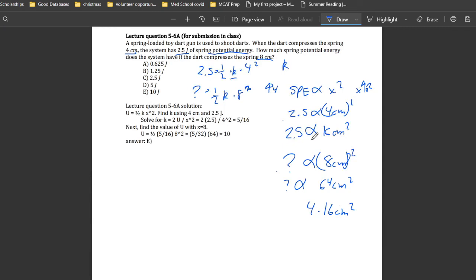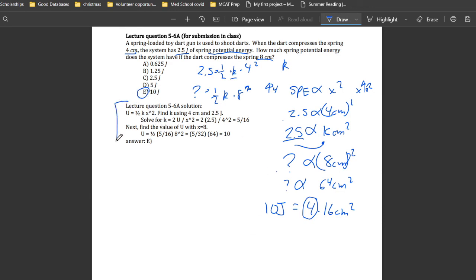So we know that the spring potential energy is 2.5 joules at 4 centimeters. And at 8 centimeters, the amount of spring potential energy is 4 times greater, meaning that this would have to be equal to 10 joules, because when the distance compressed increases by a factor of 2, the spring potential energy increased by a factor of 4. And that is why E would be the answer.